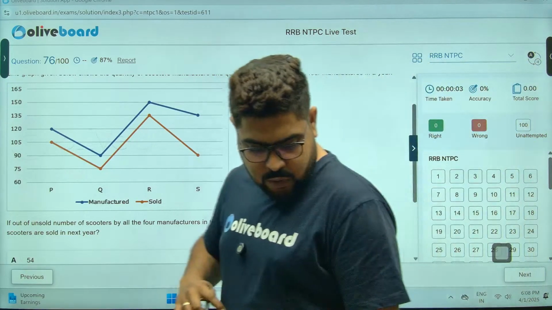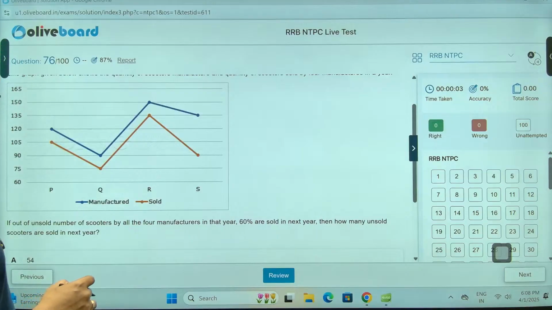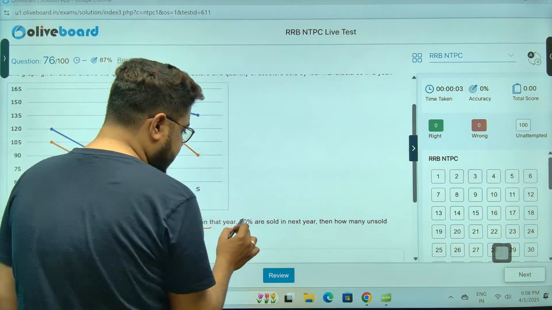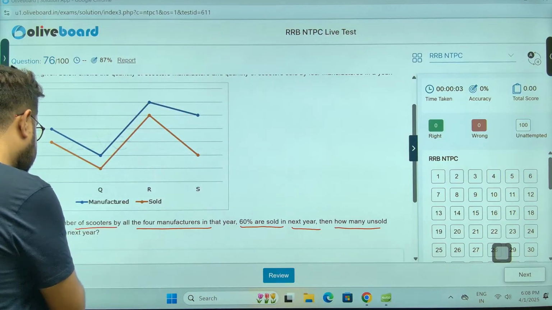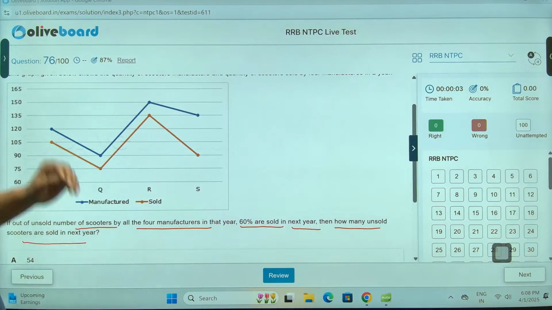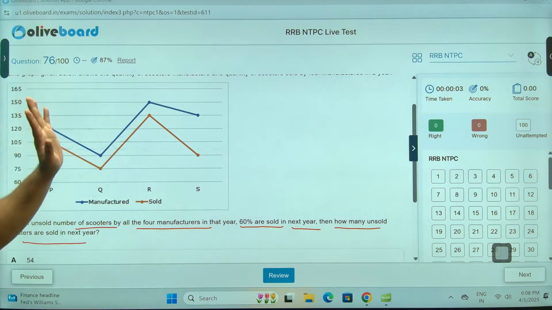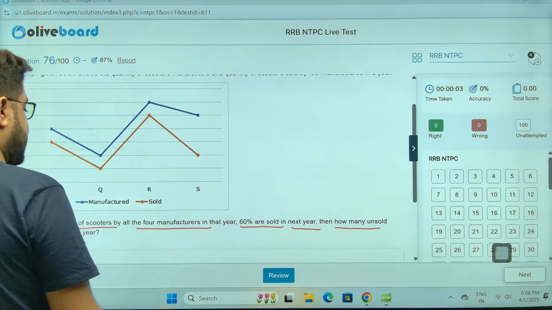Scooters sold. If out of the unsold number of scooters by all 4 manufacturers that year, 60% are sold in the next year, then how many unsold scooters are sold in the next year? Acha, unsold I need. Unsold means manufactured minus sold will be unsold. Right? All 4 manufacturers, we have to calculate.